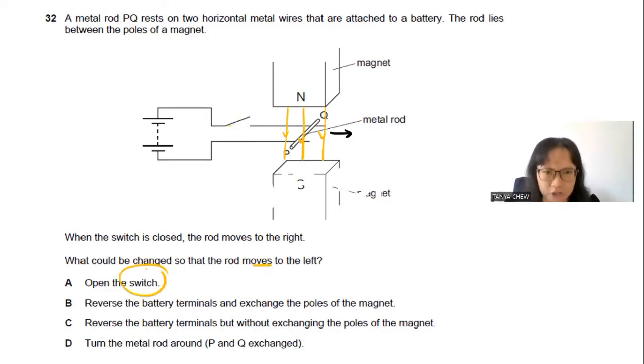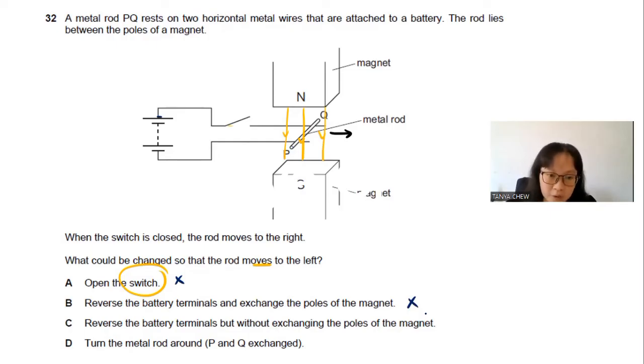If you open the switch, there is no magnetic field in the wire. So when there is no magnetic field in the wire, there is no interaction between the two magnetic fields and there is no force. So the metal rod will remain stationary. So this is wrong. B, reverse the battery terminal and exchange the poles of the magnet. If you reverse, this will become the negative terminal and the magnetic field from the magnet will flow outwards. It will make the rod move to the right because you changed both things. This is not going to make the rod move to the left.